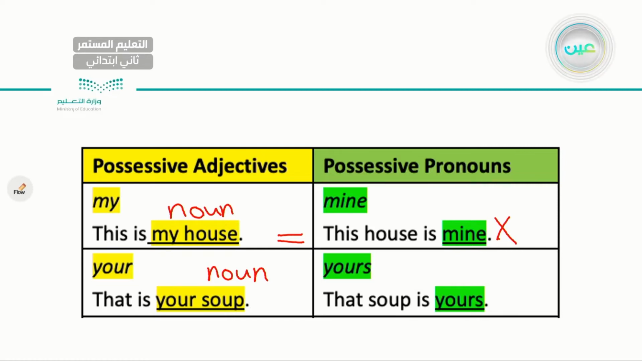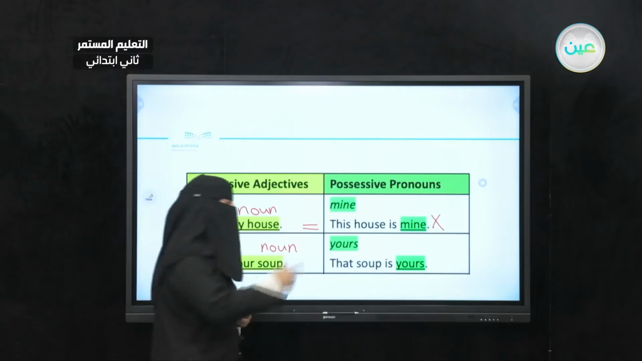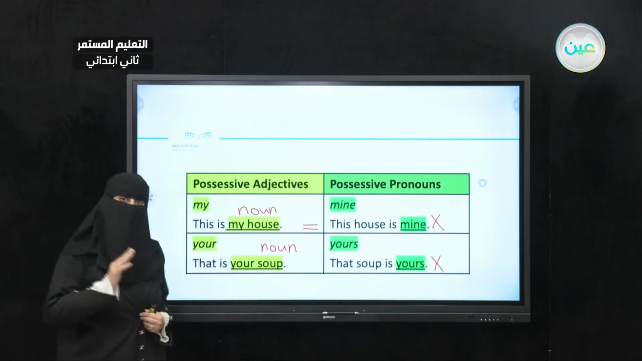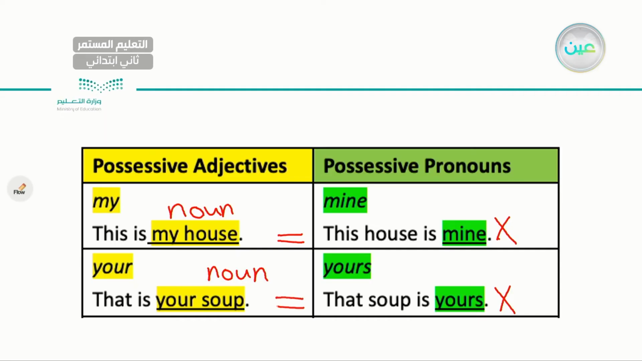Moving to the next one, yours. That soup is yours. So I don't need to use another word after yours. The sentence is complete with the full meaning, and it has the same meaning as the first one. That is your soup, or that soup is yours. Very good, my dear student.